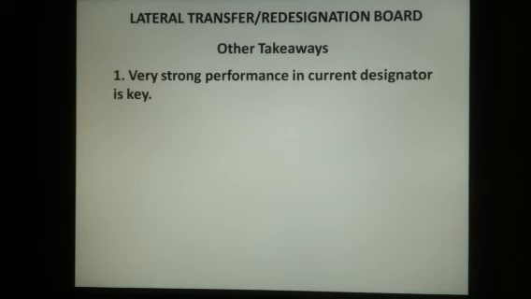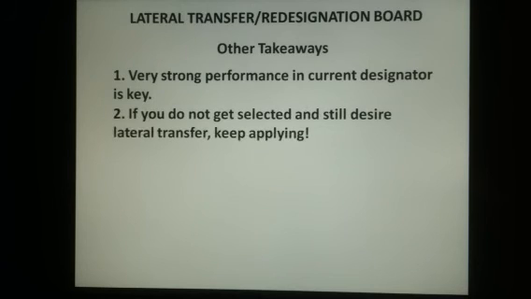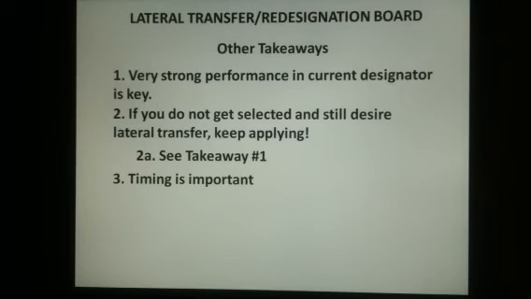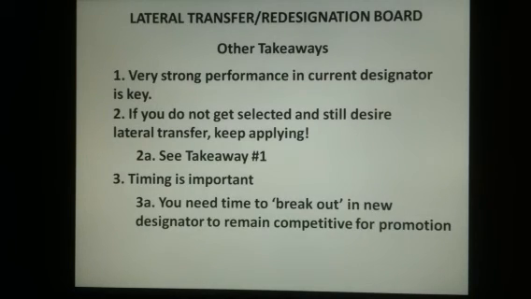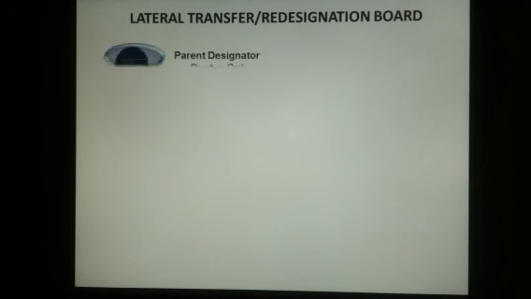So there's some other key takeaways about the lateral transfer process. Number one, it's very important to have strong performance in your current designator. And if you don't get selected on a particular board and you still want a lateral transfer, keep applying. It's important to also continue to keep performing well in your parent community. And number 3, timing is very important. The reason that timing is so important is that when you lateral transfer into a new community, you need enough time to get observed fit reps and break out in that community so that you remain competitive for promotion.